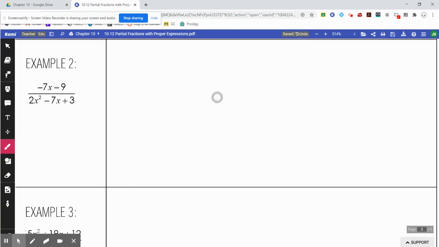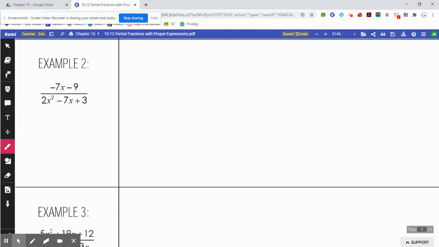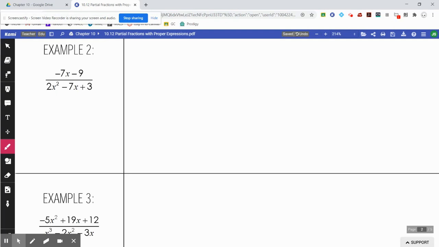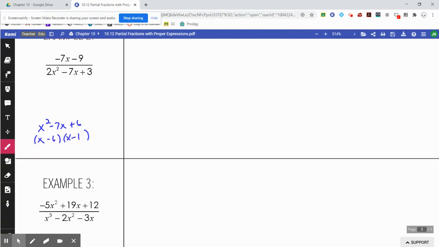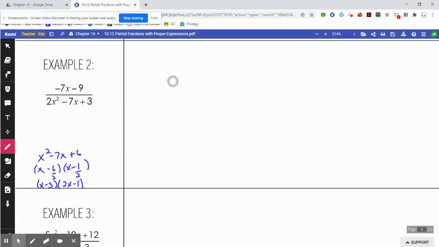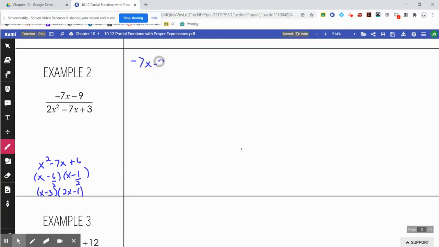Okay, example number 2. Again, we're going to factor the bottom, and we're going to use the slip and slide method to do it. That's going to be x squared minus 7x plus 6, which factors into x and x, a negative 6 and a negative 1. We move the 2, so let's now divide by it. And you now have x minus 3 times 2x minus 1. So therefore, let's write negative 7x minus 9 over 2x squared minus 7x plus 3 equals A over x minus 3 plus B over 2x minus 1.